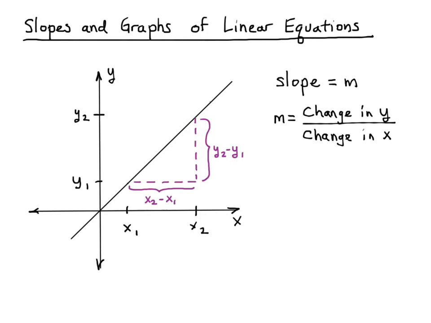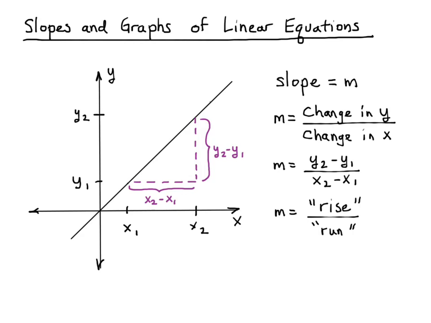And so the change in y divided by the change in x is just going to be y2 minus y1 over x2 minus x1. And so think of this as the rise over the run, that for some reason is easily memorized. And we can calculate what that slope is numerically.